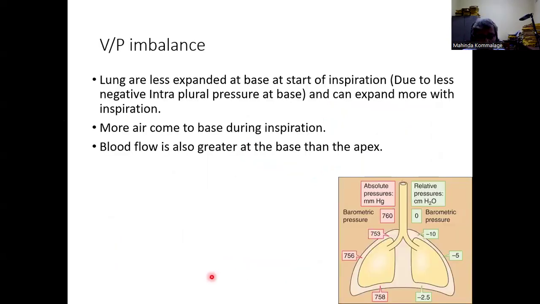Right. So therefore, as I mentioned earlier, there is a ventilation perfusion imbalance from top to bottom. So this will explain further. The interpleural pressure is more negative in the upper part, that means reduced. So that will also contribute to the ventilation. Lungs can expand more in the bottom than the top. So ventilation is less in the top compared to the base.